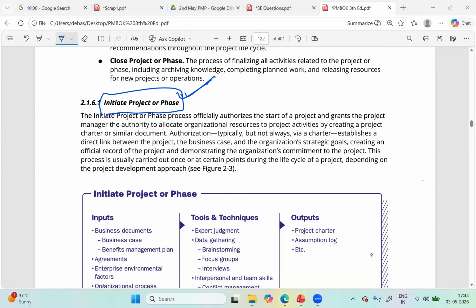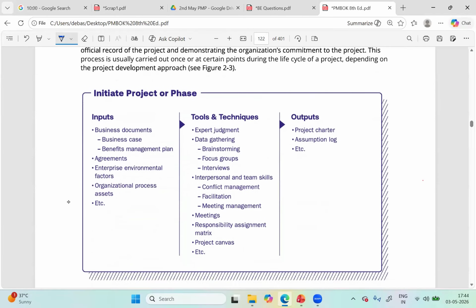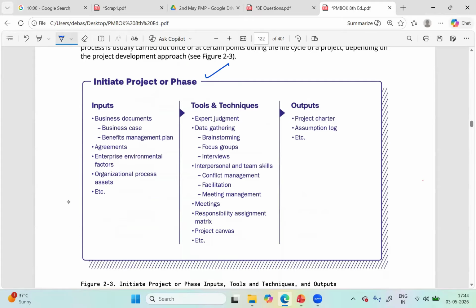Look once again at the table. Why did I get here? For this process, PMBOK gives the list of inputs, tools and techniques, and outputs. One of the inputs is enterprise environmental factors. Preparing the plan would come much later, so you refer to enterprise environmental factors during initiating itself, far before you develop the plan. Understand?